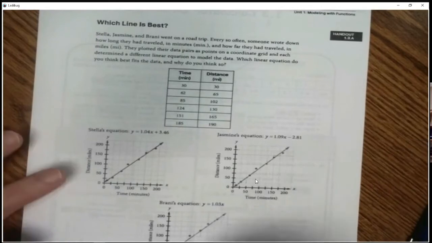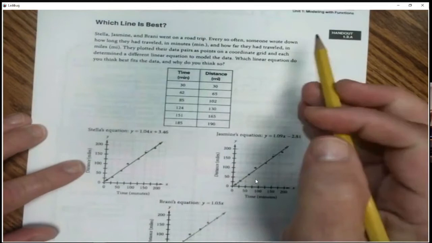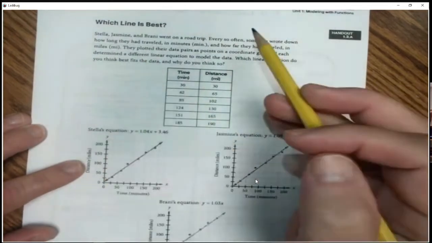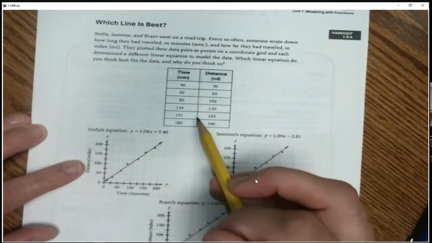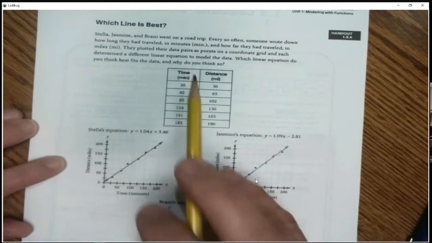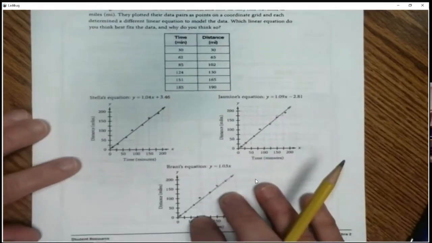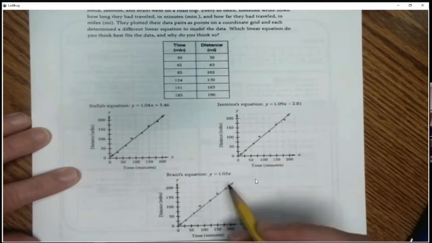So this says Stella, Jasmine, and Brandy went on a road trip, and every so often someone wrote down how far they'd traveled in minutes and how far they had traveled in miles. So this is their time in minutes and their distance in miles. It says they each plotted the data pairs as points in the coordinate grid. So here are their points, and they all have the same points.